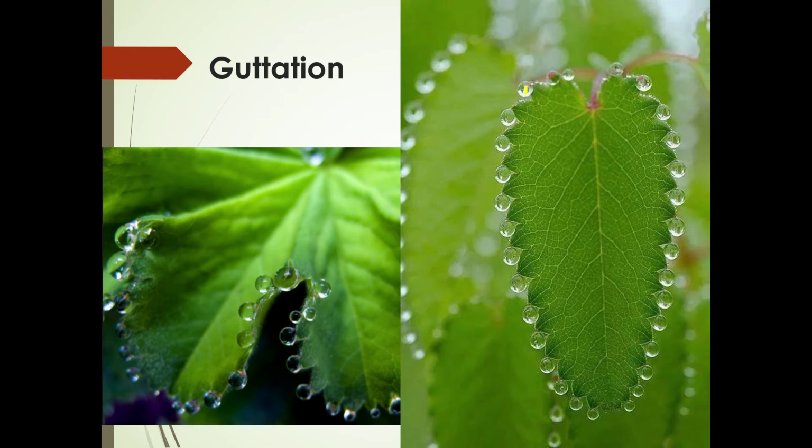You can see here at the edge of the leaf there is a liquid. Actually it is water, and they have the hydathodes. Hydathodes are like openings that allow the water to go out here. So this is called the guttation process.